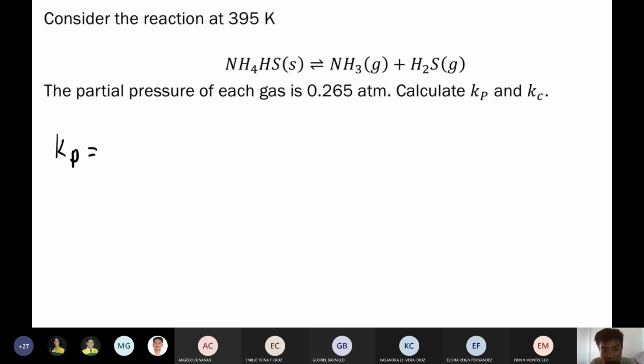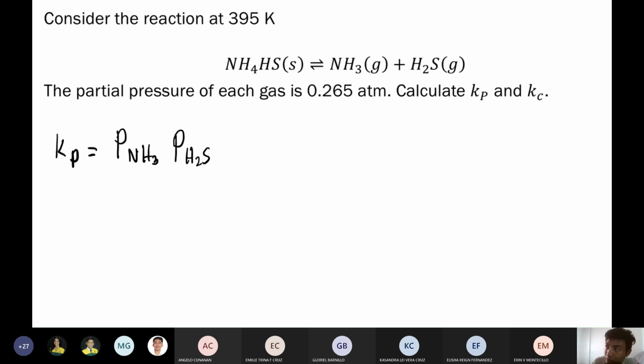Tignan mo muna yung given, ha. Mamaya, sinulat mo na yung Kc. Di mo naman pala magagamit, na. So, Kp muna kasi pressure yung given. So, what is the Kp for this equation? That will be the pressure of ammonia times the pressure of hydrogen sulfide.